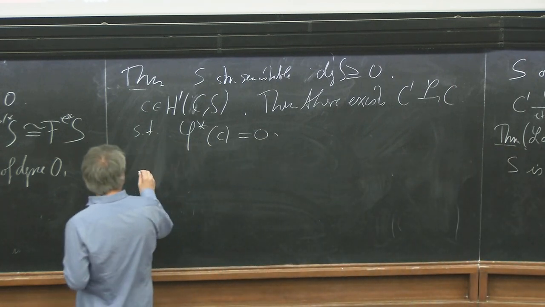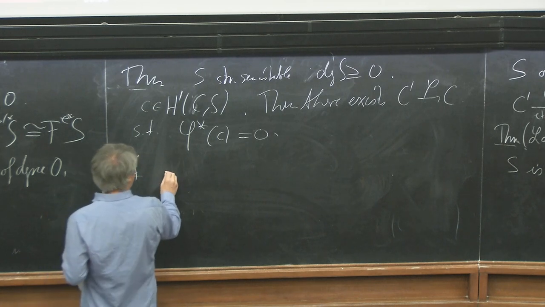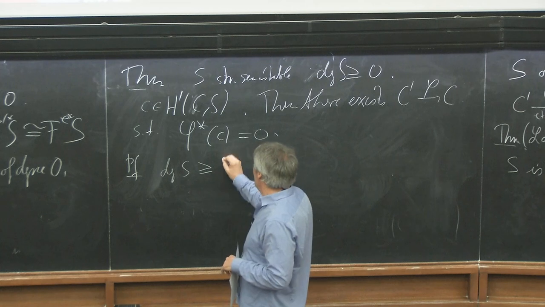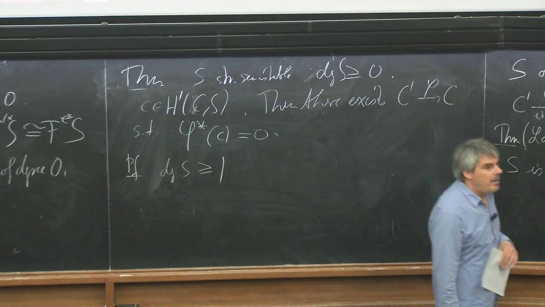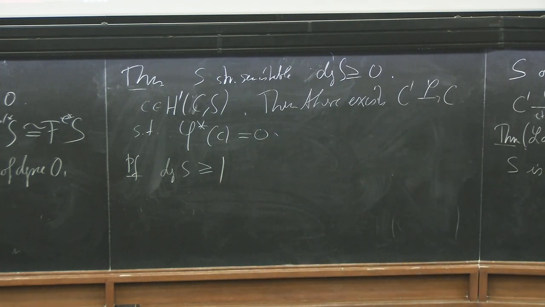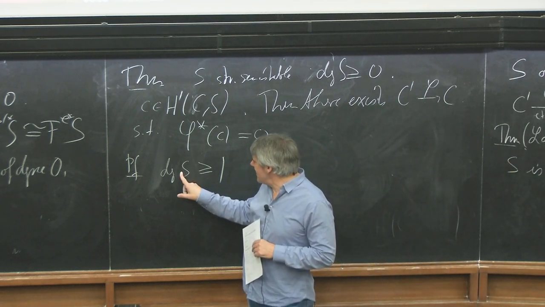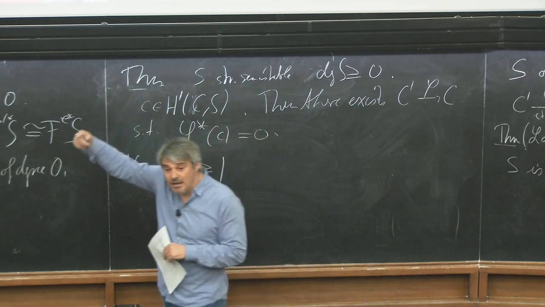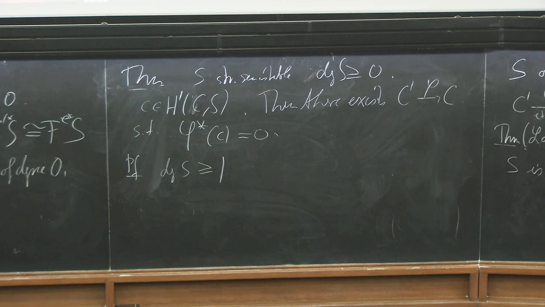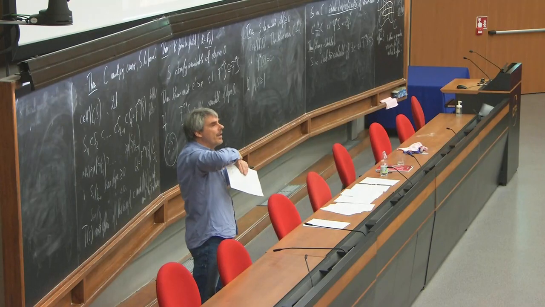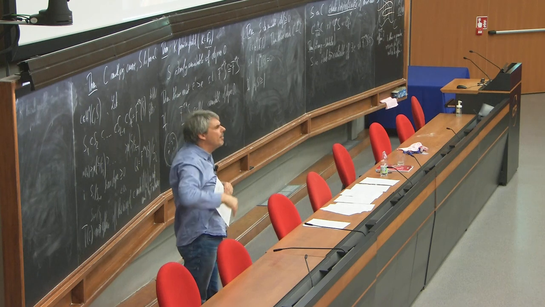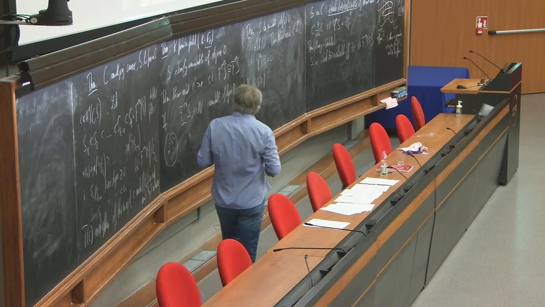So first, if the degree of S is positive, then we can take the Frobenius even. Because by pulling back, if S has degree 1, then the pullback has degree p. Pullback, and even you have to multiply by the rank, I think. So by looking at the Frobenius pullbacks, the degree is getting arbitrarily large.